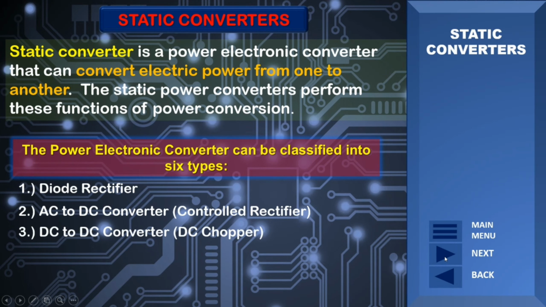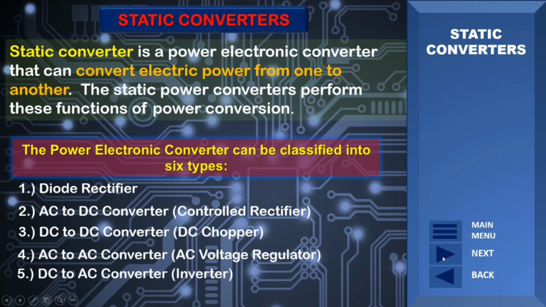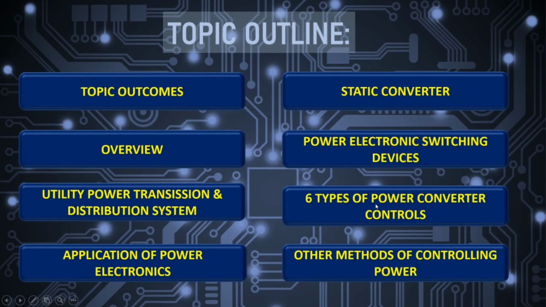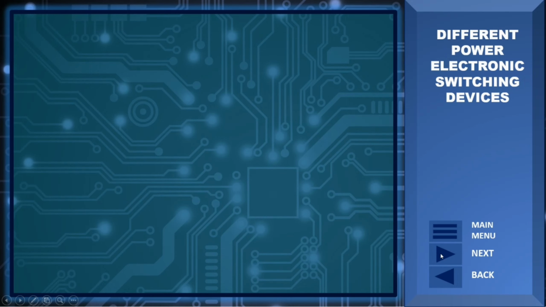DC to DC converter or the DC chopper. 4. AC to AC converter or the AC voltage regulator. 5. DC to AC converter or the inverter. But before we discuss the different power electronic converters, we will first discuss the different electronic devices. To construct the different types of converters, they may require some power electronic devices, so here it includes.